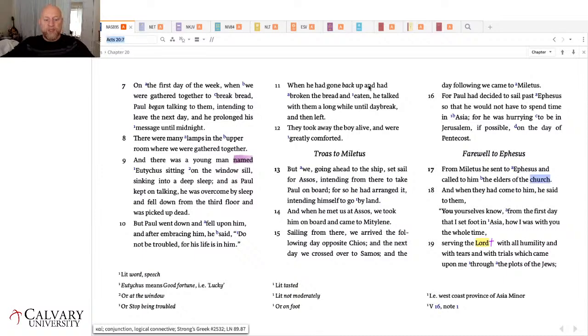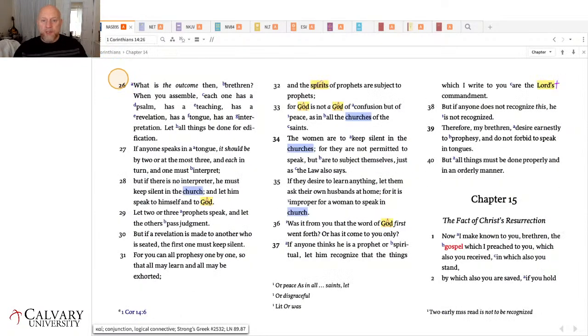1 Corinthians 14:26. Let me keep track of time here. Yes, I need to hurry. And actually, since there's two parts to this, I can finish up whatever I don't get to next week. But he says, what is the outcome then, brethren? When you assemble, each one has a psalm, has a teaching, has a revelation, has a tongue, has an interpretation. Let all things be done for edification.